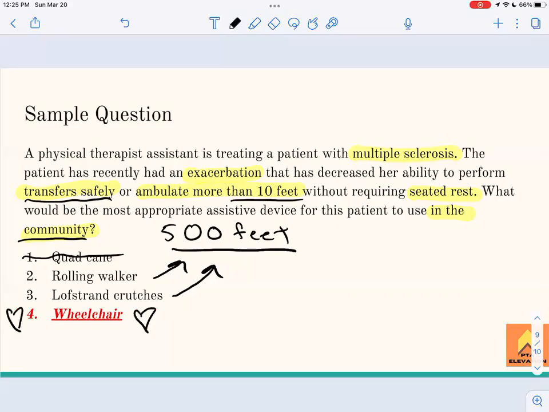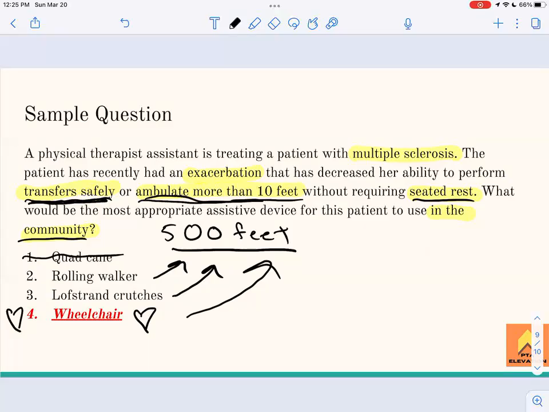The reason the answer is wheelchair is because we're going out in the community. That's 500 feet. A wheelchair can get around 500 feet. And the wheelchair also means she doesn't have to transfer. She's going to be safe with it. She doesn't have to ambulate with the wheelchair. Well, she's technically ambulating with a wheelchair, but she's not going to walk using the wheelchair. And she can do seated rest while in the wheelchair. So to go 500 feet in the community and not have to worry about transferring, not have to worry about walking, and make sure you can stay seated. And we don't want to exacerbate their symptoms, because remember, overexertion will cause exacerbation.